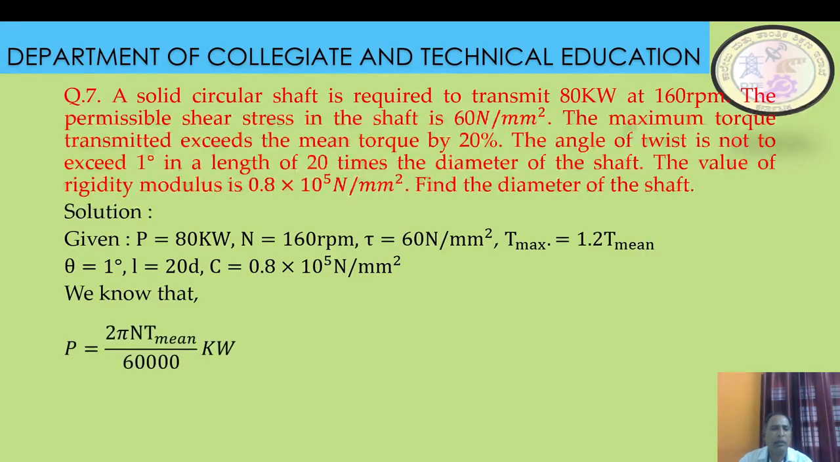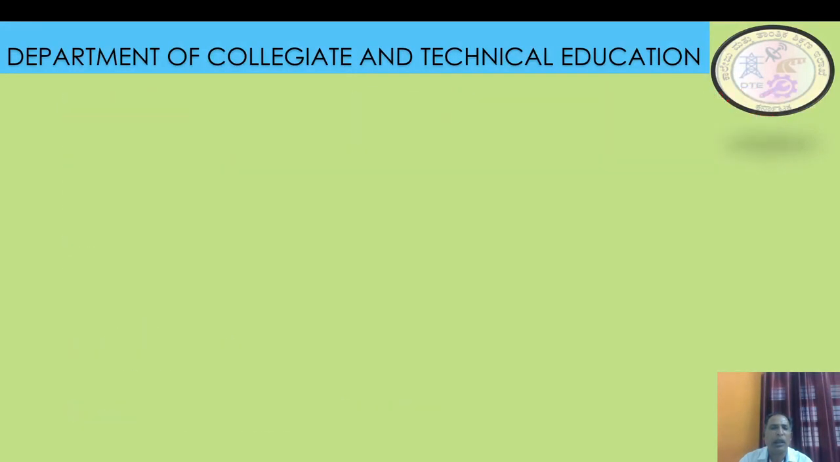As we know, P is equal to 2 pi n T mean divided by 60,000. First we have to calculate the mean torque and then the maximum torque. So T mean is equal to 60,000 P divided by 2 pi into N. By putting the value of P and N, we'll have the mean torque, that is 4774.03 Newton meter, and the maximum torque given in the problem is 20% more than the mean torque.